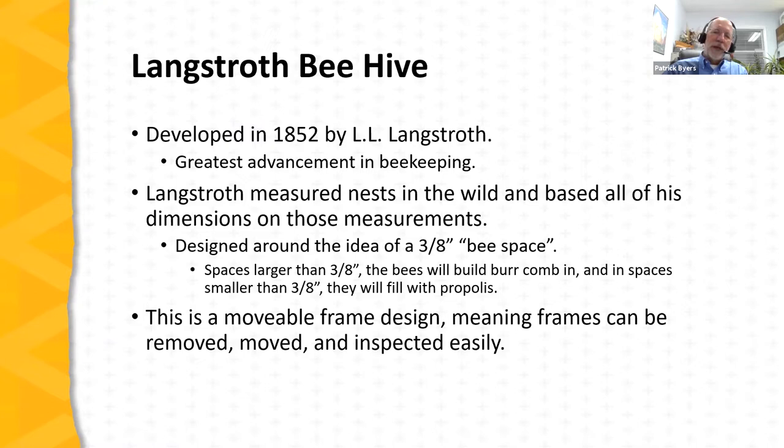It's about 3/8 inches, or about a centimeter. And he noticed that if there was a wider space than this, then the bees built what's called burr comb that connected these main parts of their colony, the nest, together. And if it was smaller than 3/8 inch, they filled it up with what's called propolis. And propolis is a resinous sticky substance the bees collect from trees. It's basically exudate from tree buds.